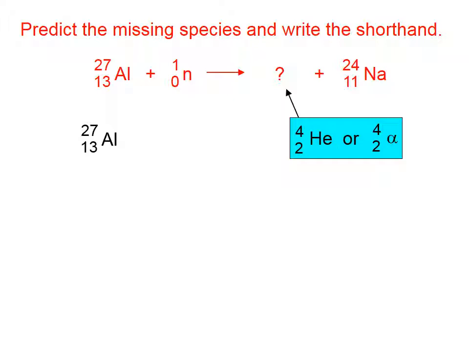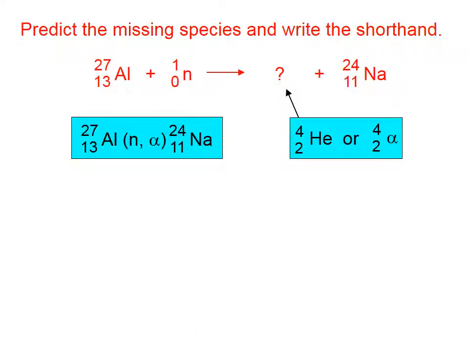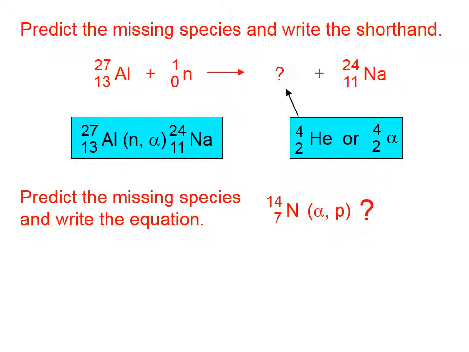And then we abbreviate this by writing the target nucleus first, the main product nucleus on the right side, and in between a set of parentheses symbolizing the bullet particle and anything else that comes out, in this case the alpha particle. Let's predict the missing species and write the equation.